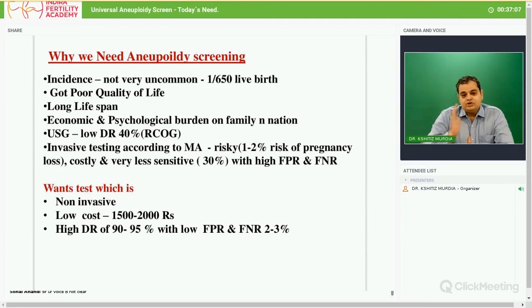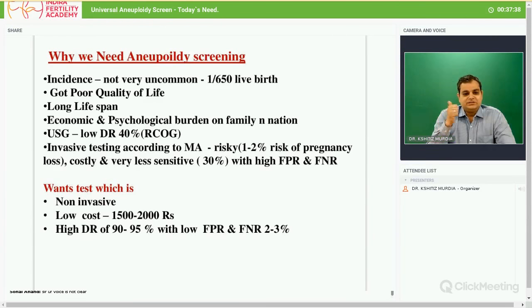Second and most important, the myth which we as obstetricians have, that USG can pick up anything. It's not so. USG has a very low detection rate for trisomy 21, as low as 35 to 40%. That's why, if you just rely on the USG, you can miss a lot of babies with trisomy 21.